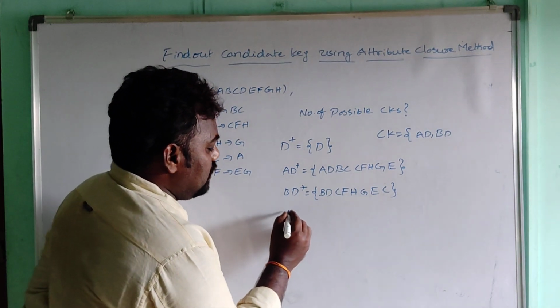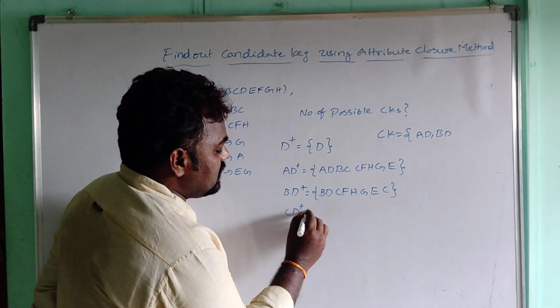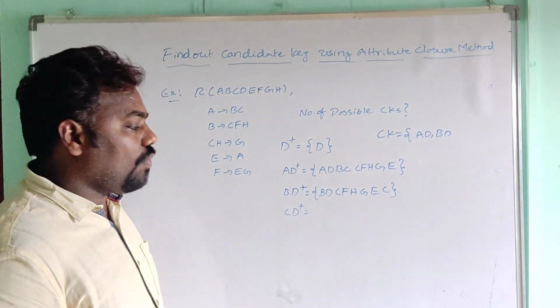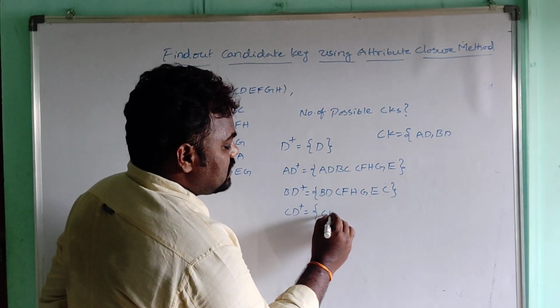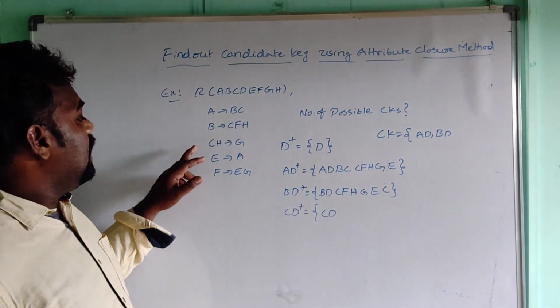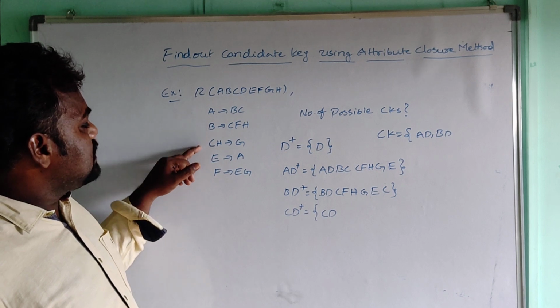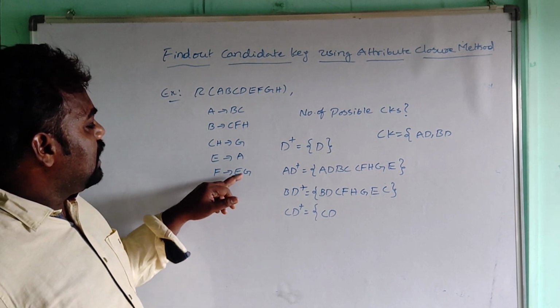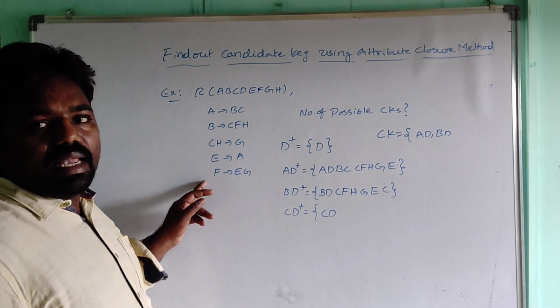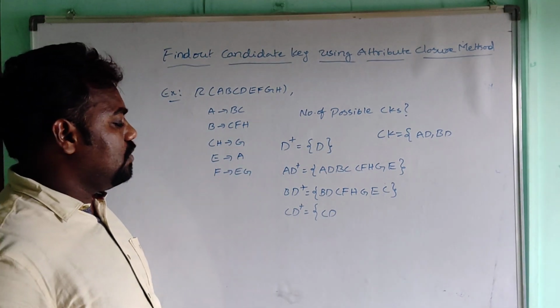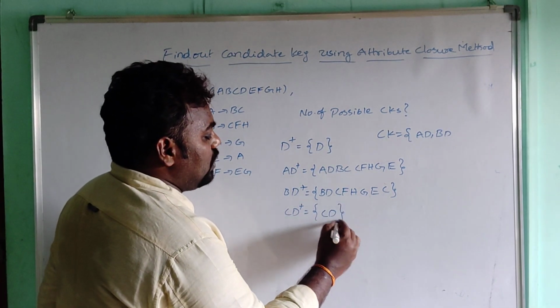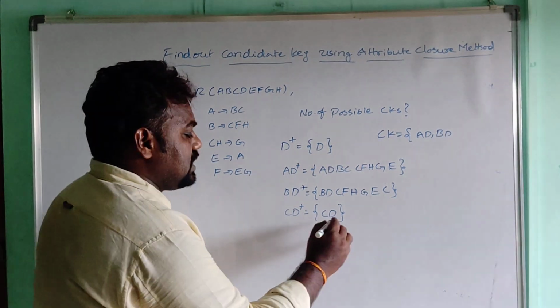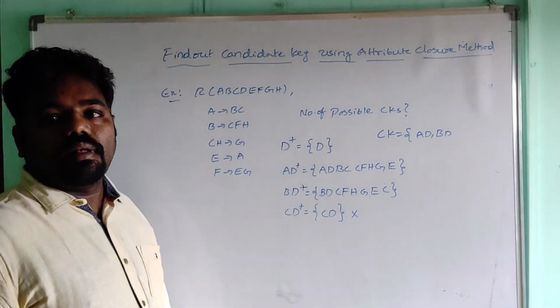Then we will try another possible combination, CD plus. CD determines CD always. Here C does not determine any other elements, and D does not determine any other elements. CD plus determines only CD, which is not a candidate key.